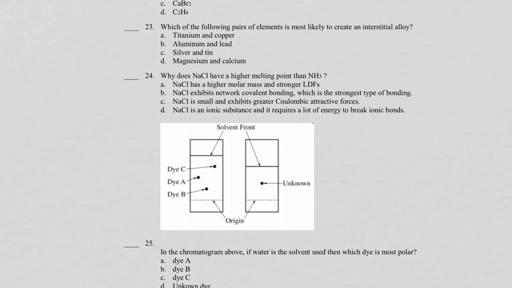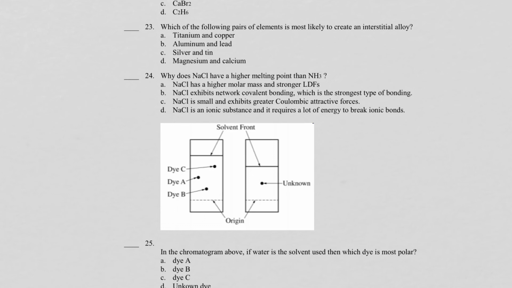23, which of the following pairs of elements is most likely to create an interstitial alloy? That's the type where we're looking for one of the atoms in the pair to be very small so it could fit in the gaps of the larger atom. If we look on the periodic table, we'll notice most of those are similar sizes, except for B. Aluminum is much smaller than lead, so we would expect aluminum to possibly be able to fit in the gaps between the lead atoms. The answer is B.